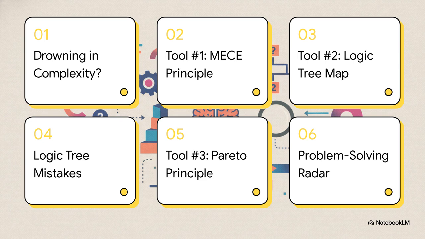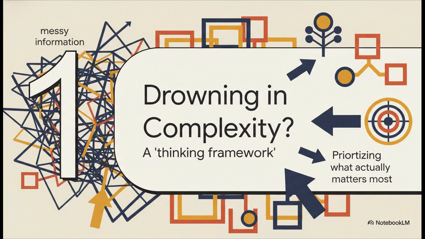We'll start with that feeling of drowning in complexity. Then we'll dive into 3 awesome tools: the MECE principle, logic trees, and the Pareto principle. And then we'll put it all together into one powerful problem-solving system. You see, at its heart, really powerful analytical thinking boils down to 2 things. First, you've got to structure all that messy information. And second, you have to prioritize what actually matters most. So, let's tackle that first part.